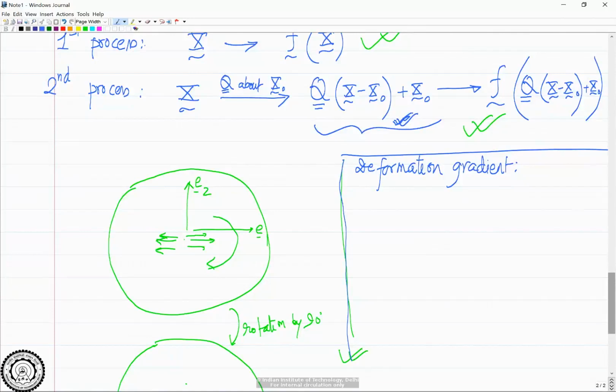So now look at the deformation gradient. For the first process, if I denote it by big F1, then that is simply the gradient of little f, isn't it? And that I denote by big F. For the second process, what is going to be big F2?